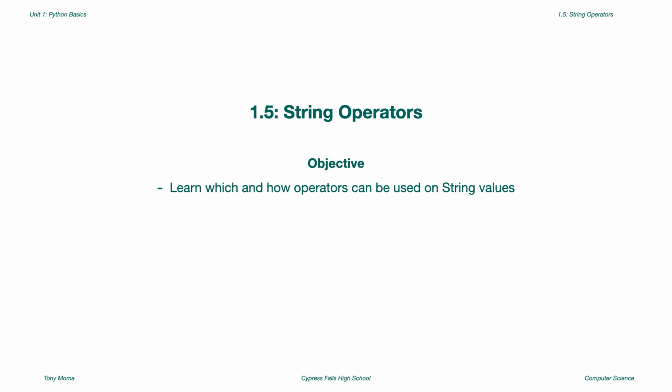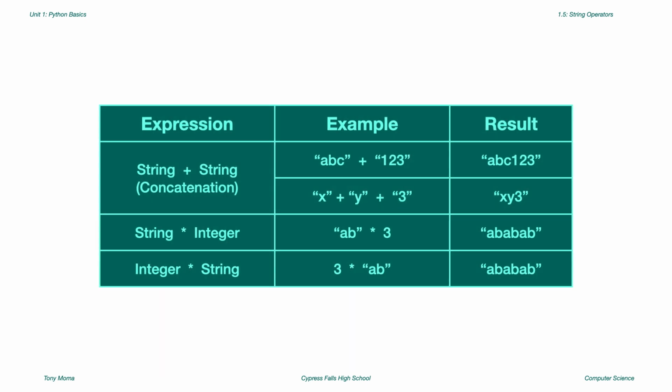String operators. In this video, we will learn which operators can be used on string values and how. This table shows the two operators that can be used on string values, the plus operator and the multiplication operator. However, when these operators are used on strings, they do not have the same meaning that they have when used on integers or floats.